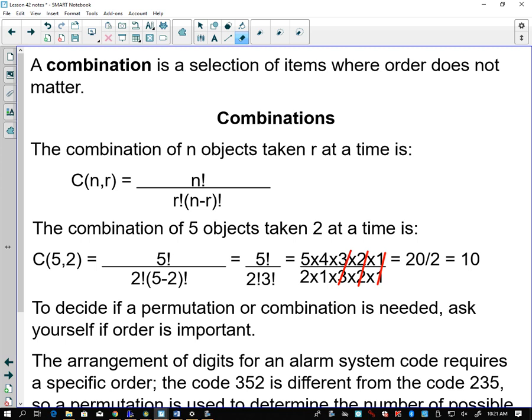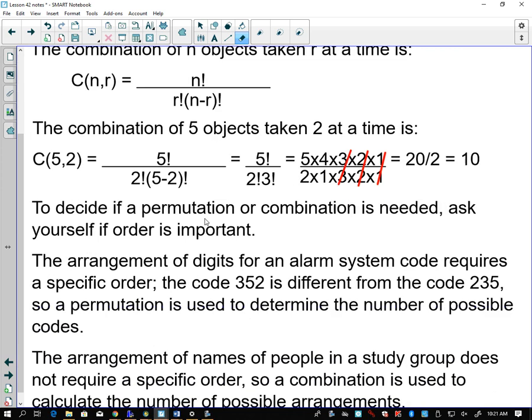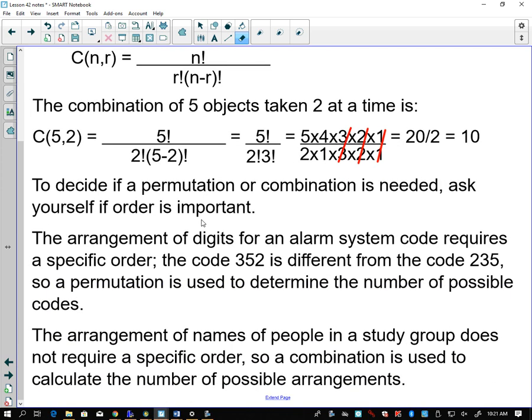So to decide if a permutation or a combination is needed, you ask yourself if order is important. So the arrangement of digits for an alarm system code requires a specific order.